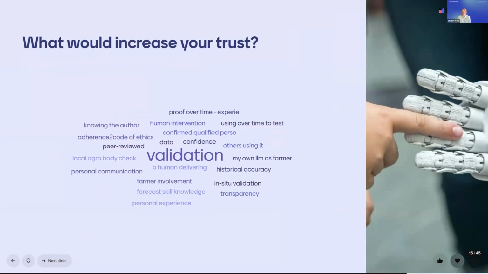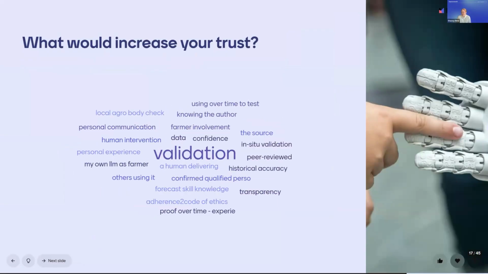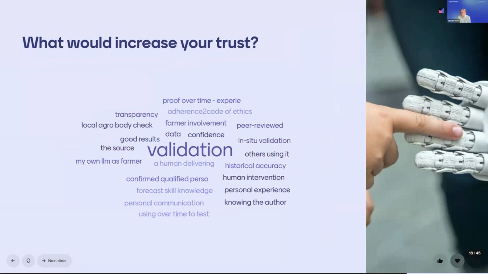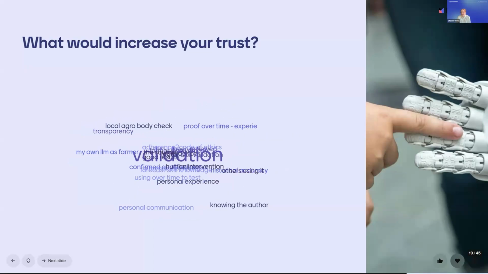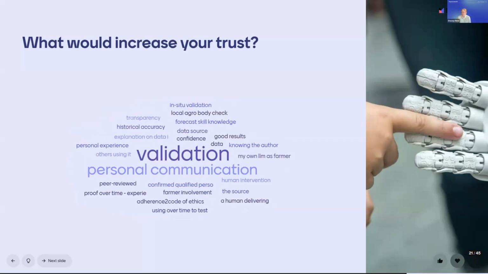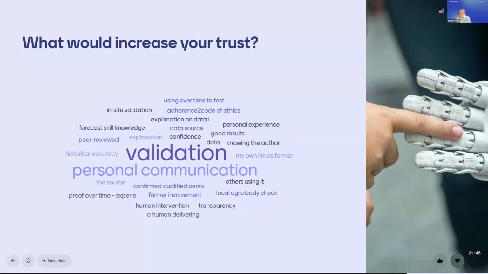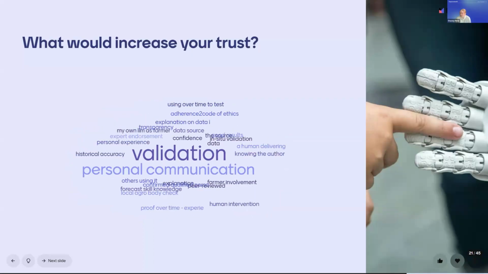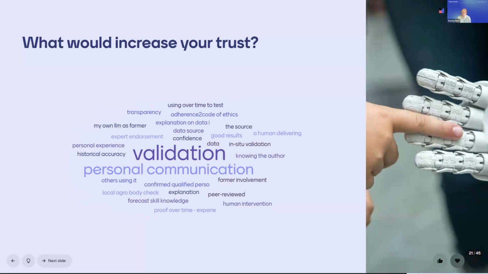So these are some of those answers coming in. So yeah, validation, knowing the author, peer-reviewed. So yeah, a lot of the things that we've just listened to in the keynotes, personal communication, the source, local ecological body check, proof over time, personal experience, human intervention. Yep. Transparency, that's a good one. That links back to our standardization work in Climate Europe. Farmer involvement, yeah, very good on the co-development side of things, historical accuracy.